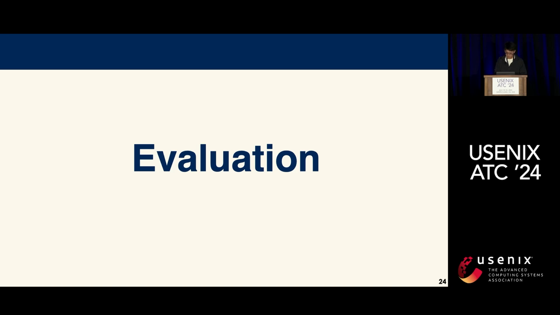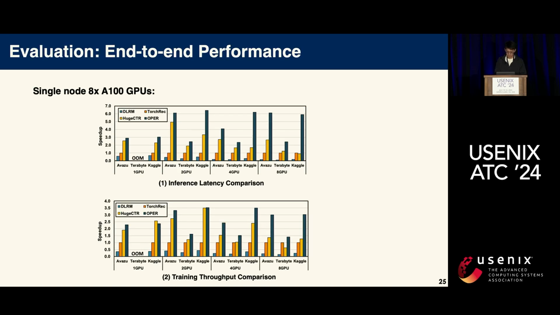So here comes the evaluation. First, we evaluate the end-to-end training and inference performance of OPER in a single node setting. As you can see, OPER achieves 2.3 times and 4 times speedup on average in training and inference respectively. And it can be observed that OPER performs better when the number of GPUs increases.